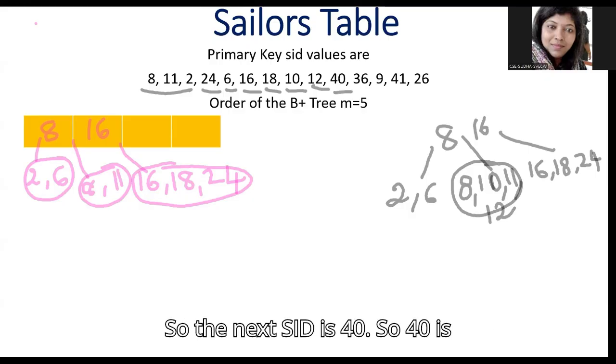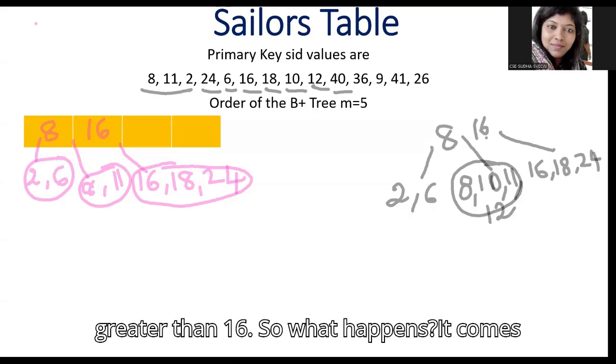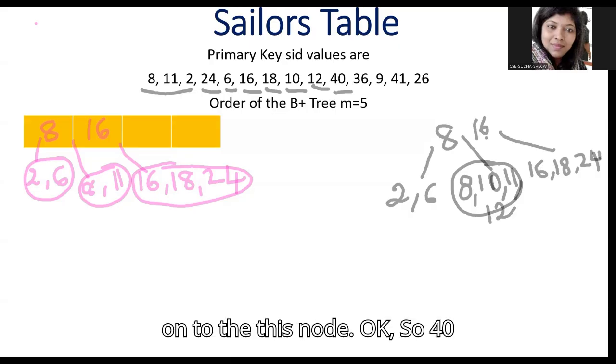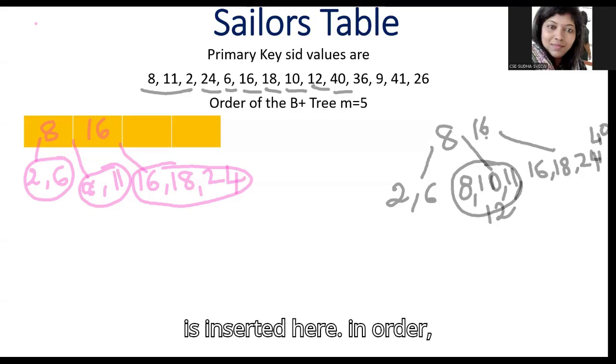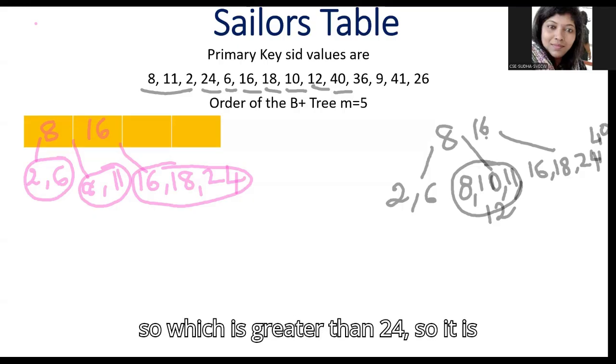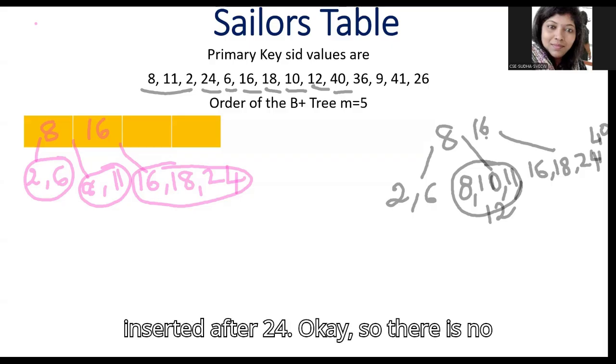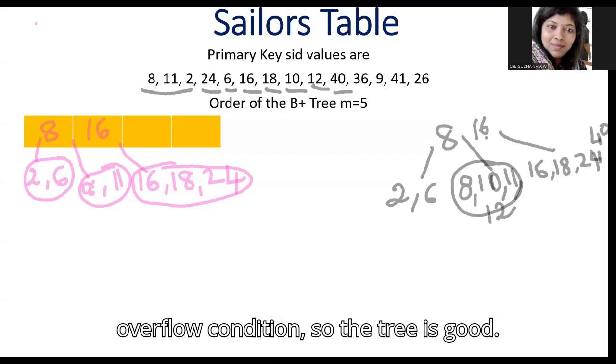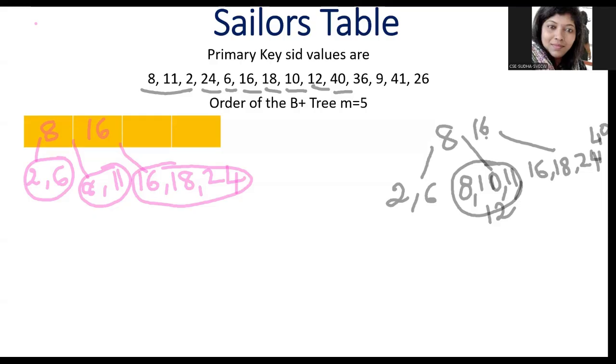The next element is 40. 40 is greater than 16. So what happens? It comes onto this node. Okay, so 40 is inserted here in order, which is greater than 24, so it is inserted after 24. Okay, so there is no overflow condition. So the tree is good. So we'll take the next element, which is 36.